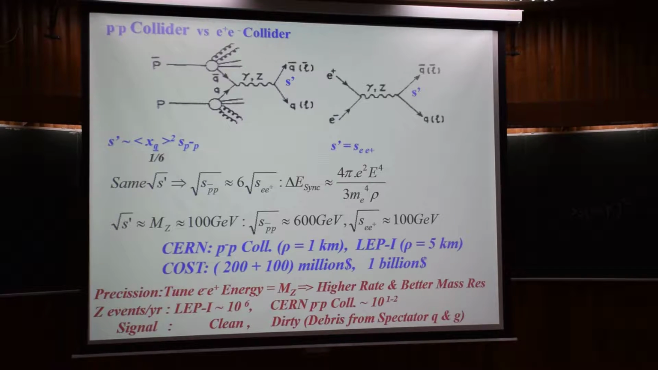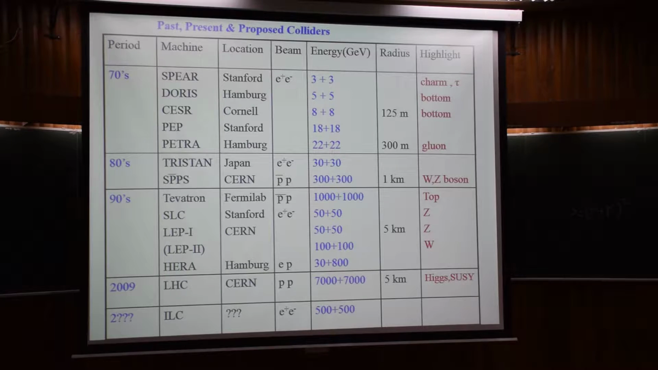Because it is cheaper, but if you find something interesting, like the Z boson, okay, then you follow it up with an electron-positron precision collider for the precision study. Clear? And this principle has guided the history of colliders from its beginning.